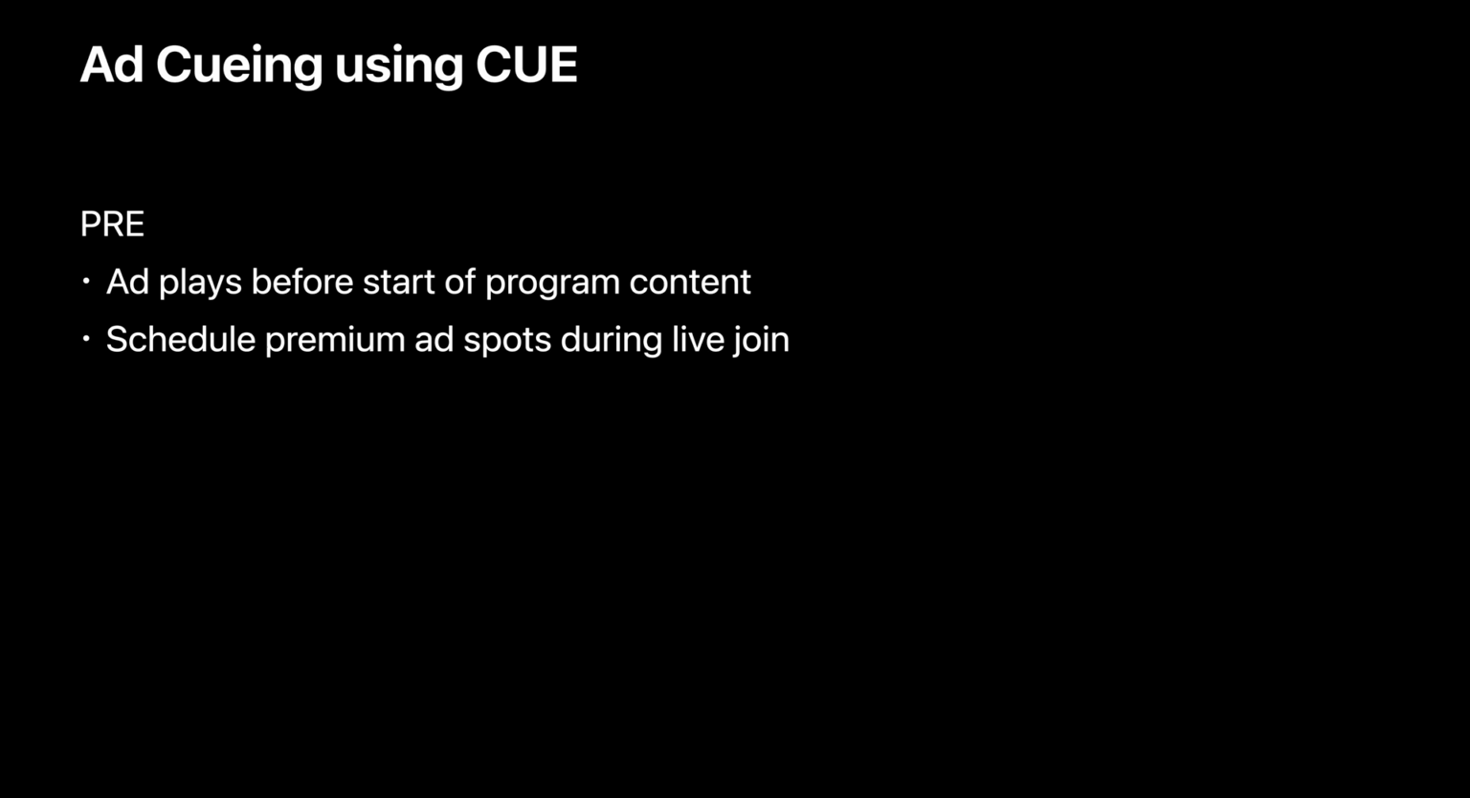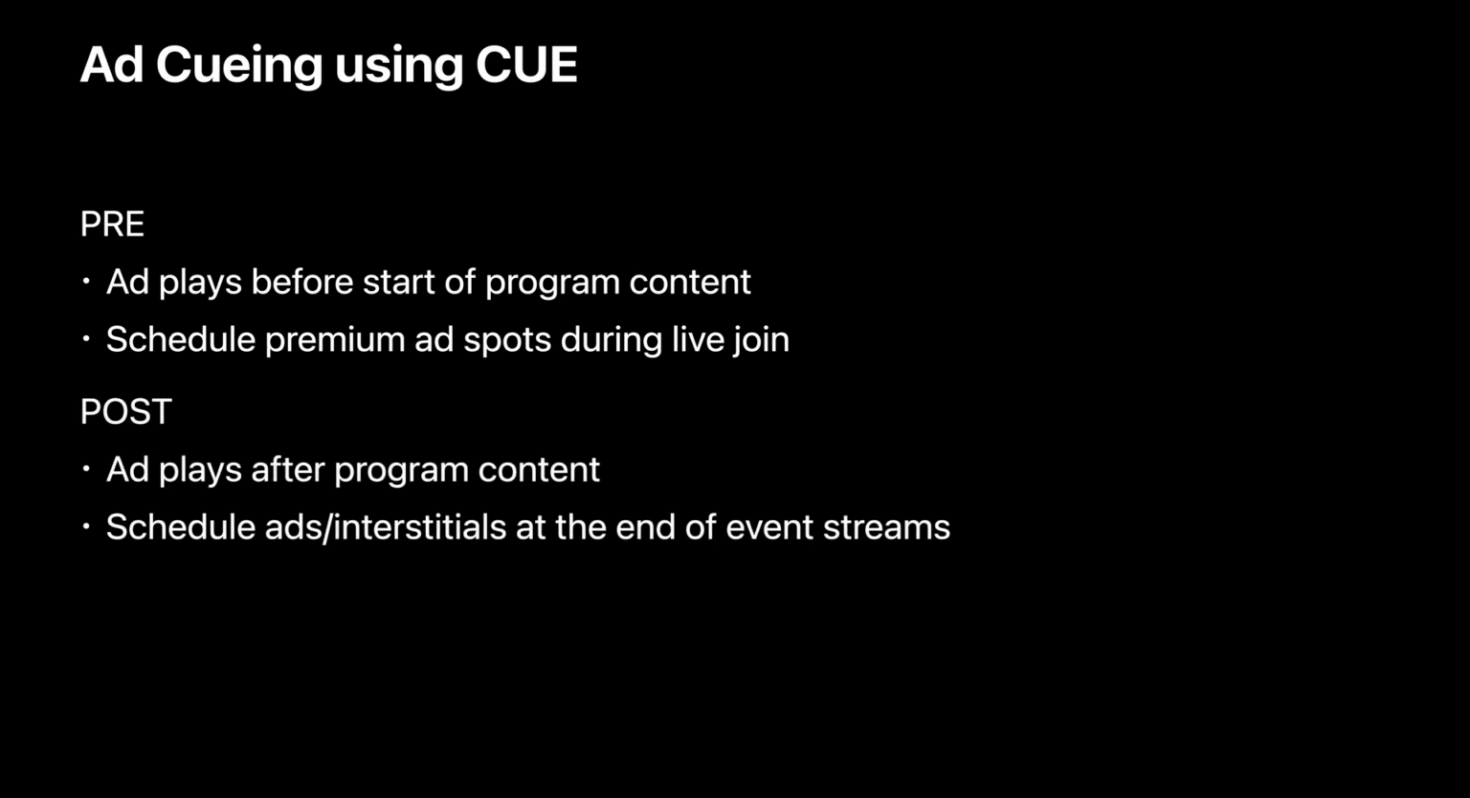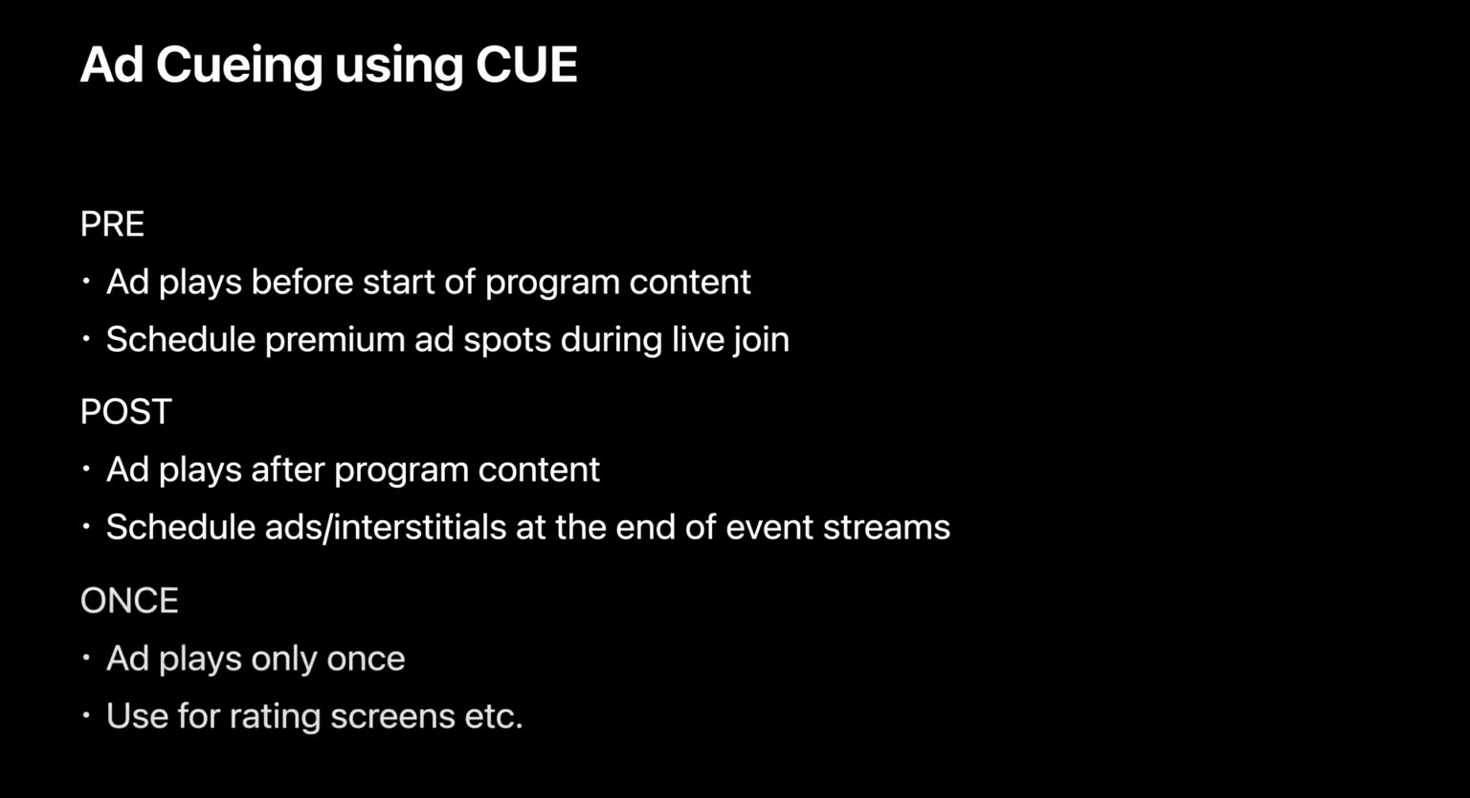This is especially useful in live scenarios where you would want to schedule a premium ad spot before tuning into the program. A value of post would indicate that the ad should appear after the presentation of your primary content. This might be useful for event streams where you'd like to schedule end credits, say the conclusion of a live event. And a value of once would make the ad appear only once. So if the user were to seek back to before the ad, they would no longer see the ad play again. A great application of this would be for rating screens, which are typically shown just the one time at the start of playback.